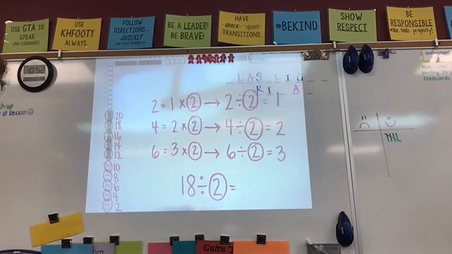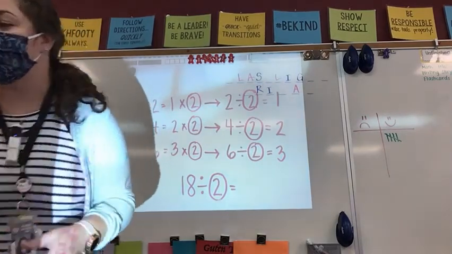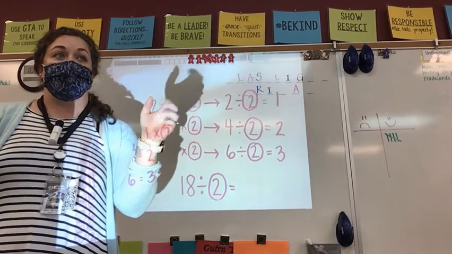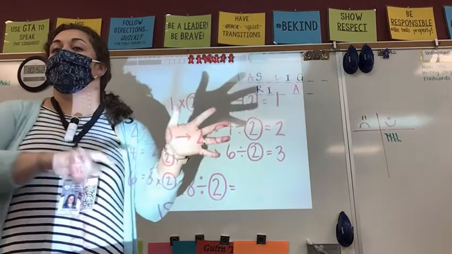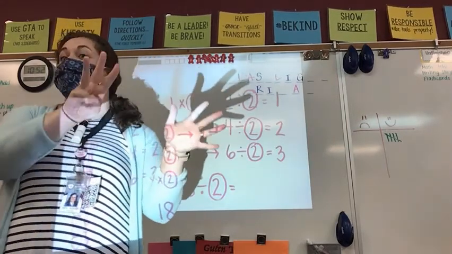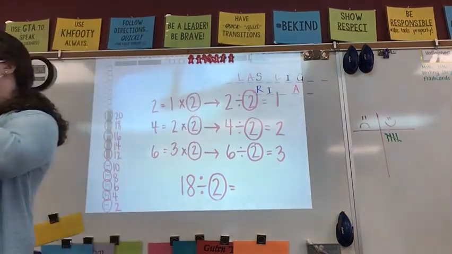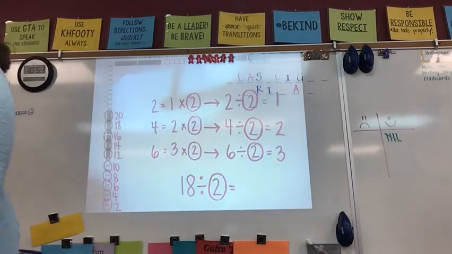I've got a big number 18, and I'm figuring out how many groups of 2 it will take to get to 18. 9. How did you know, Skylar? He counted on his fingers. Everybody's going to do it with me. We're going to count by our 2s all the way up to 18. 2, 4, 6, 8, 10, 12, 14, 16, 18. How many groups of 2 did it take? 9. So 18 divided by 2 is 9.